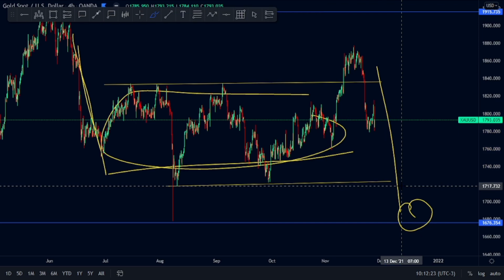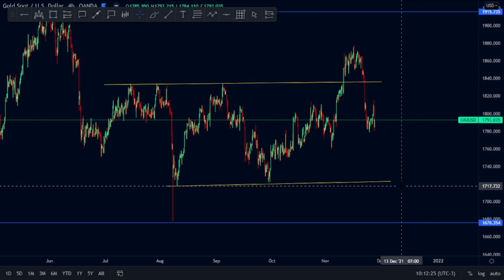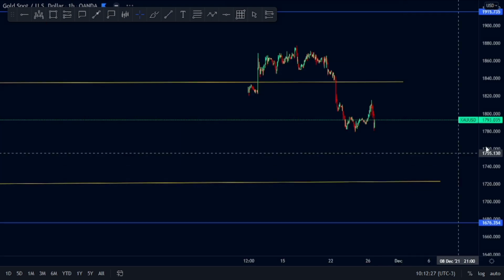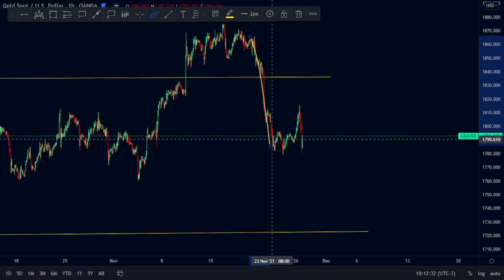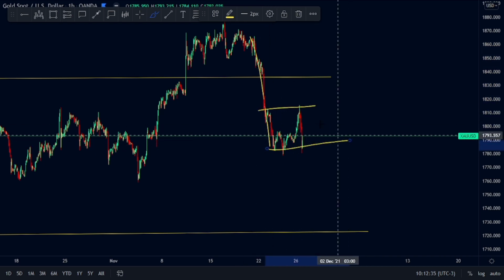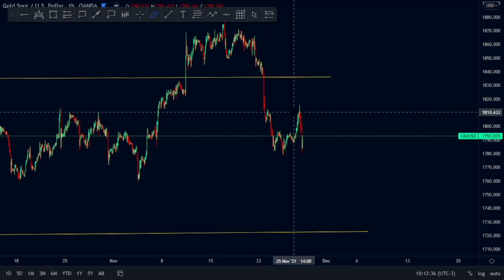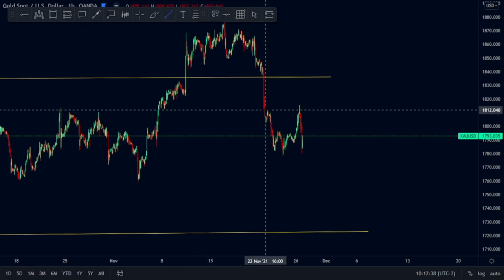Now let us go to the 1-hour time frame. Take a look at our entry trigger pattern. On the 1-hour time frame, this is what you're currently having. Price pushed down impulsively. Now this is what you currently see: a formation of a continuation pattern.